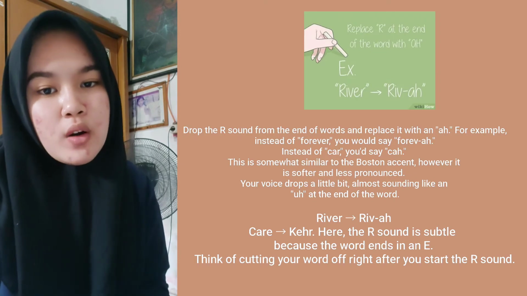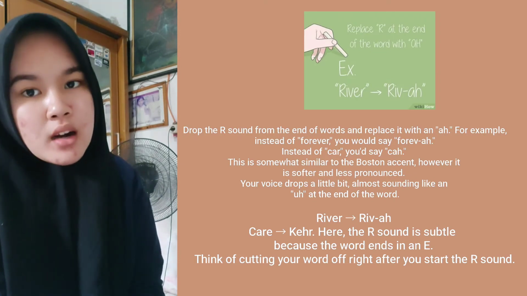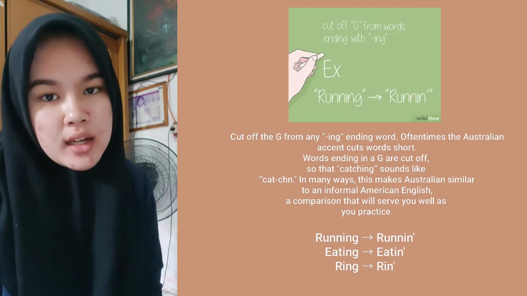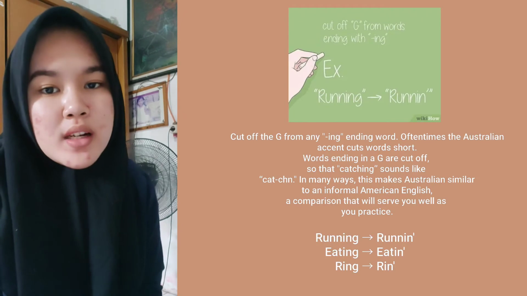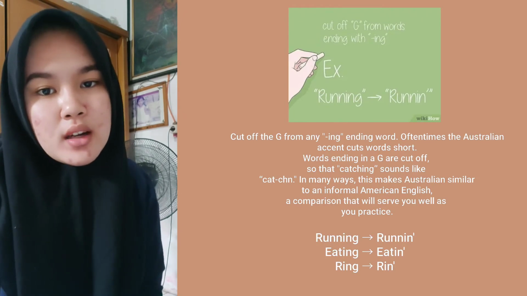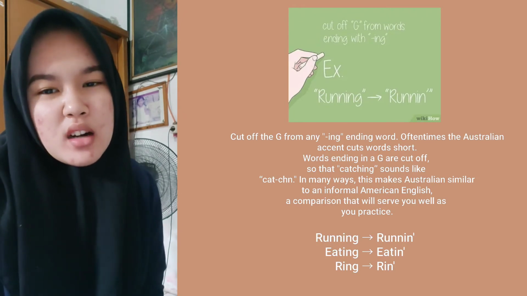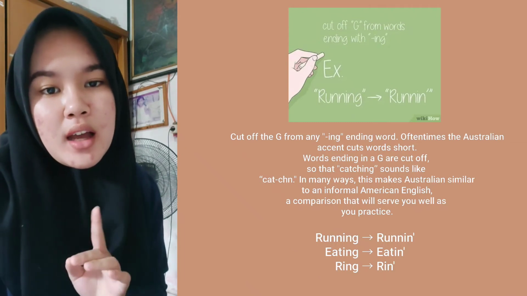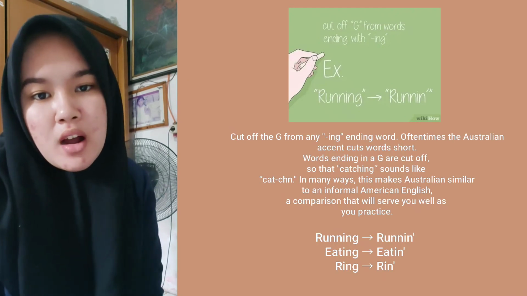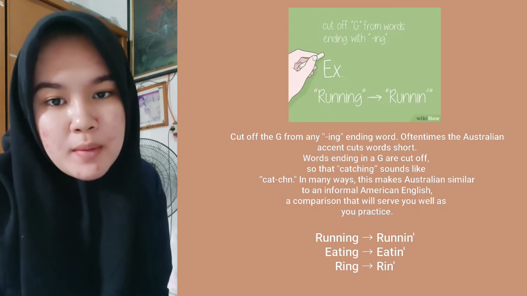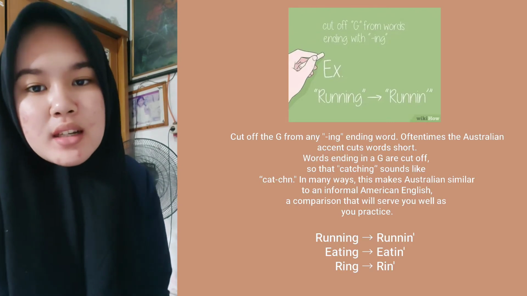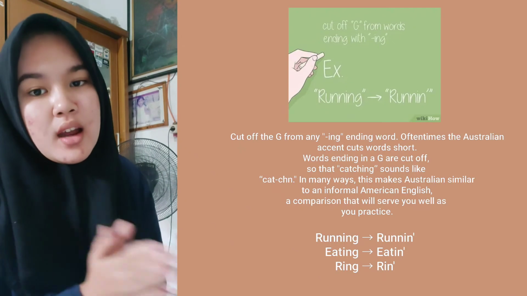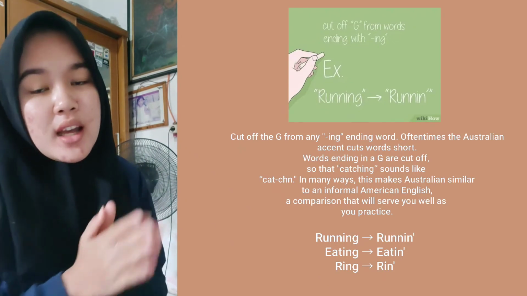Think of cutting your word off right after you start the R sound. Number 6, cut off the G from any ing ending word. Oftentimes, the Australian accent cuts words short. Words ending in a G are cut off, so that catching sounds like catchin'. In many ways, this makes Australian similar to an informal American English, a comparison that will serve you well as you practice. Running, eating, ring.